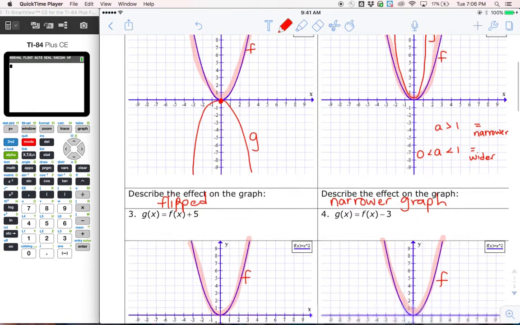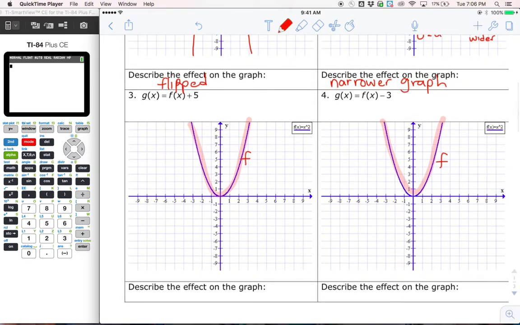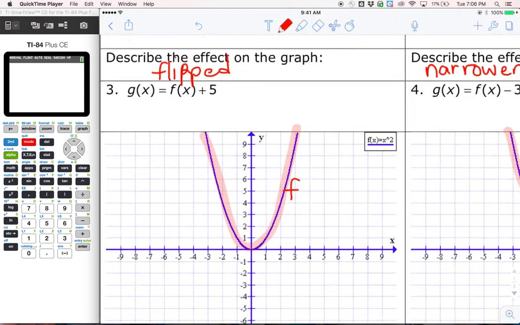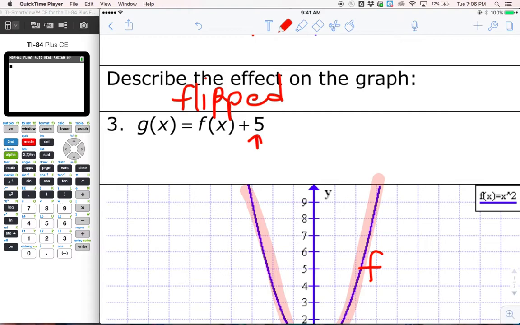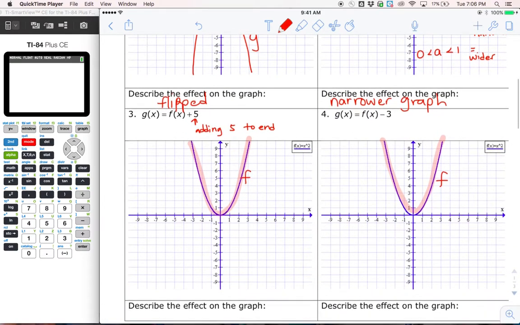Let's look at example 3. This time, I have f of x, and then I just add 5 at the end. So this one's just adding 5 to the end. Do you guys have any predictions about what might happen? You should know it's not getting skinnier or wider, right? The shape is not changing, because that would mean a number is going to go right here. So something else is happening.